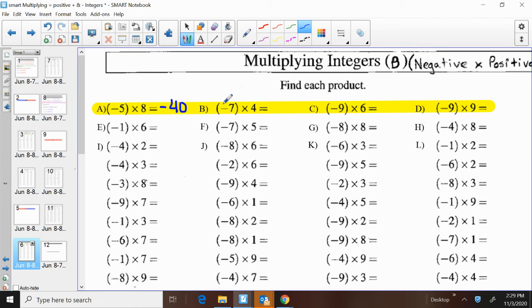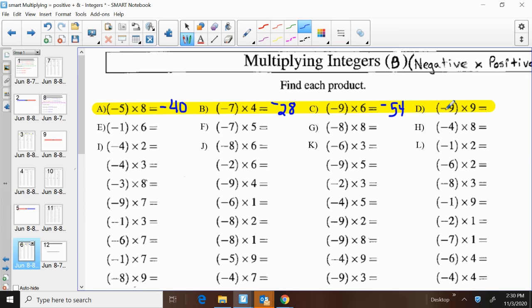Negative 7 times 4, different signs. A negative times a positive, so the answer will be negative, correct? 7 times 4 is 28. So the answer, negative 7 times 4 equals negative 28. Problem C, negative 9 times positive 6, negative 9 times 6, negative times a positive, different signs, the answer is negative. 9 times 6 is 54. Okay, so your answer, negative 9 times positive 6, negative 9 times 6 is negative 54.